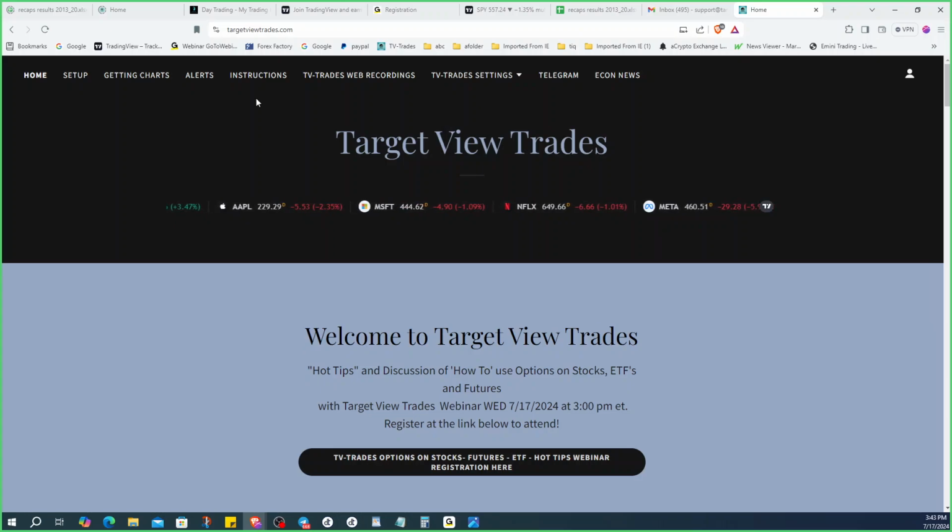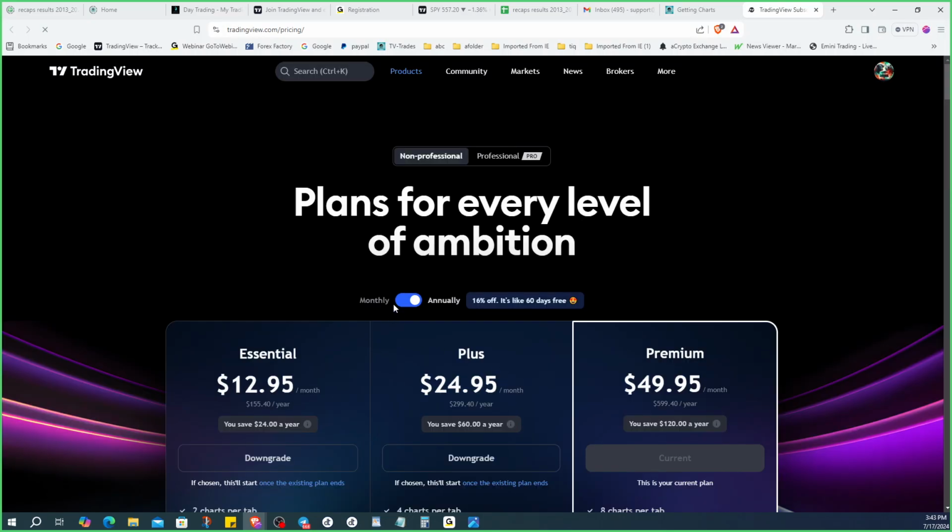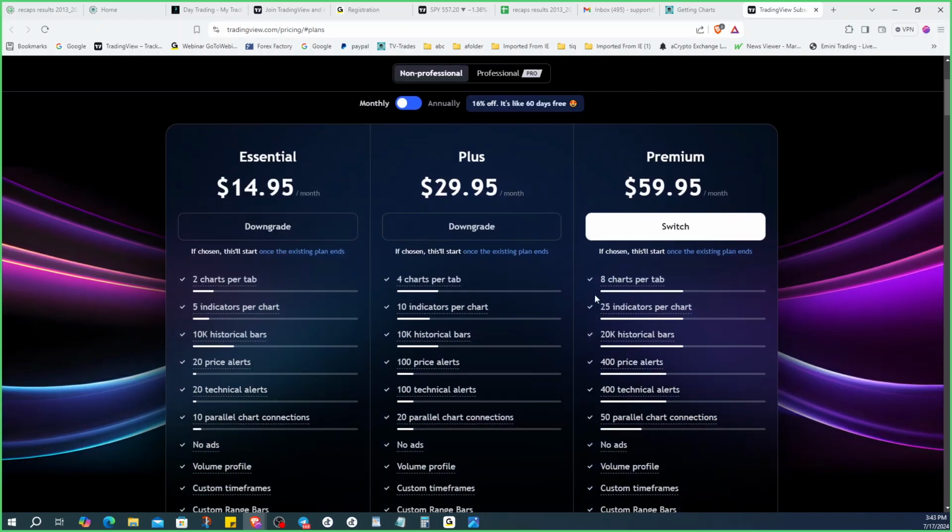Yes, I want to show you all that because I hadn't shown you that yet. If you don't have charts, you have to have TradingView charts. Go here to targetviewtrades.com, click on getting charts. It's going to be here. Click on TradingView charts. Use the monthly option in here. I already showed you that you have to get your own data, but use the monthly option.